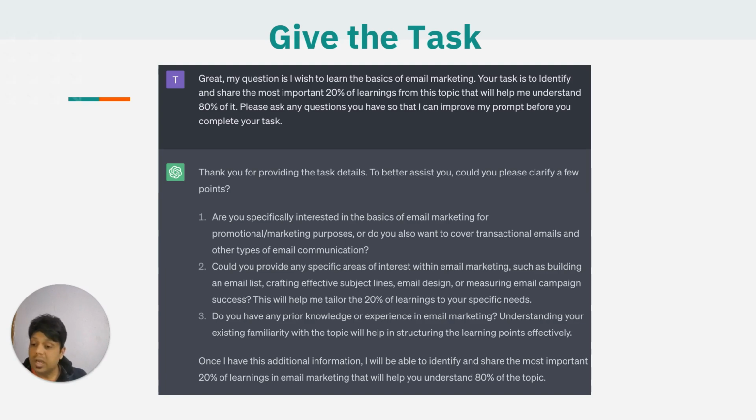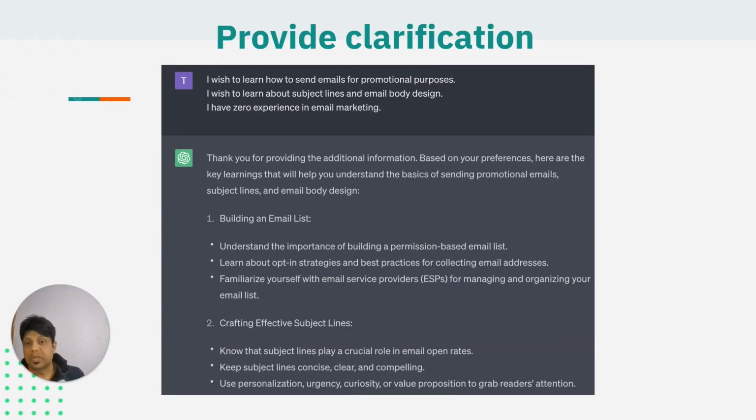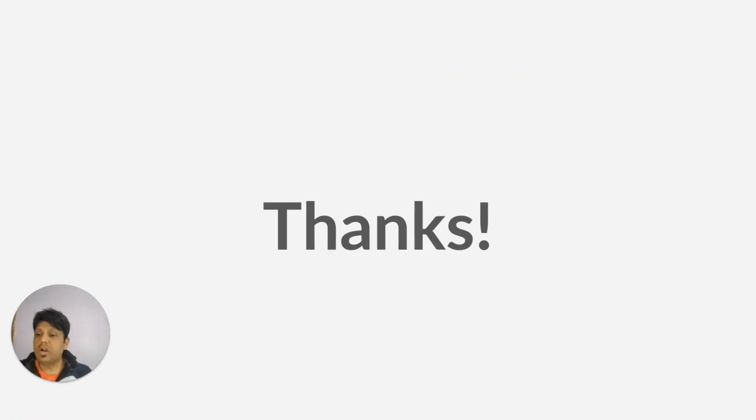It's also clarifying all the assumptions, right? So this is what the ask before answering technique is. Now you can provide the clarification that, I wish to learn how to send emails for promotional purposes. I wish to learn about subject lines and email body design, and I have zero experience in email marketing. So now ChatGPT has understood what exactly you are looking for, how much experience or knowledge you have, and based on that, it can generate the response. So this is what the ask before answering prompting technique is.